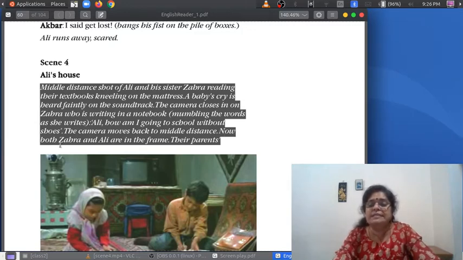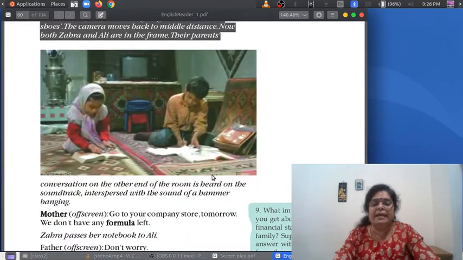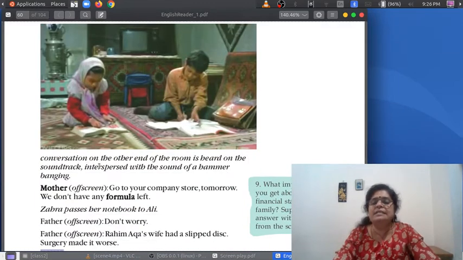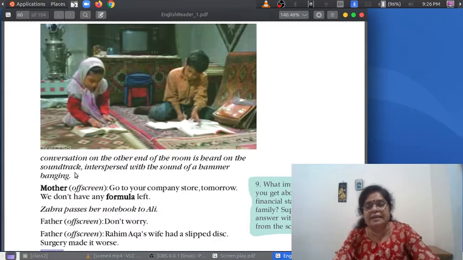Now both Sarah and Ali are in the frame. Their parents' conversation on the other end of the room is heard on the soundtrack.